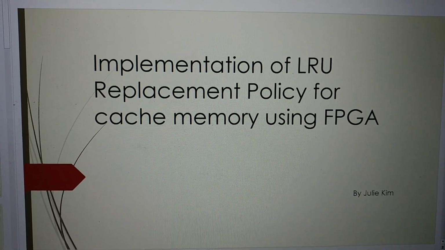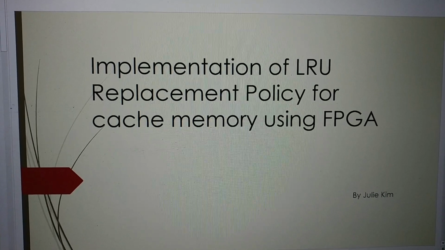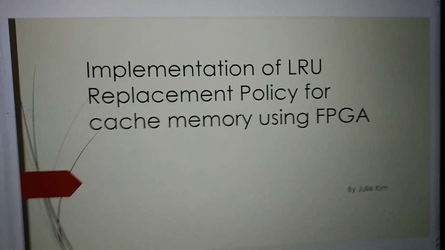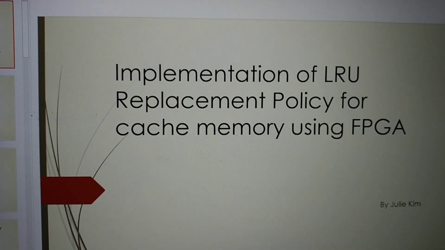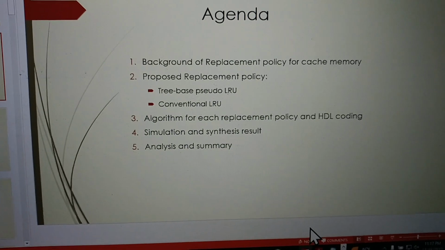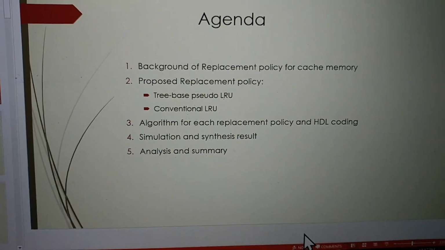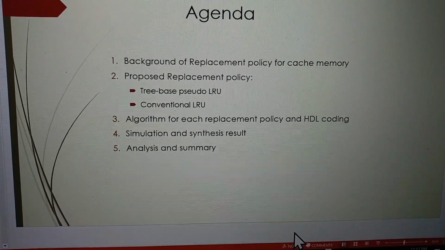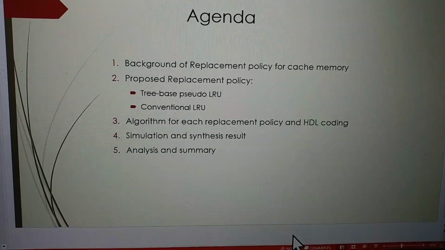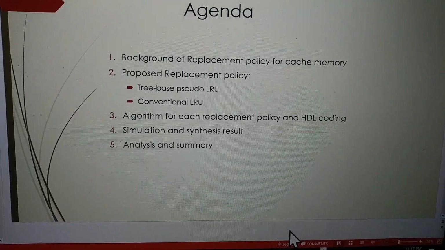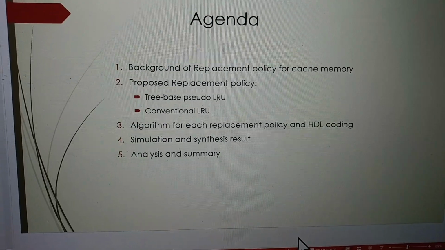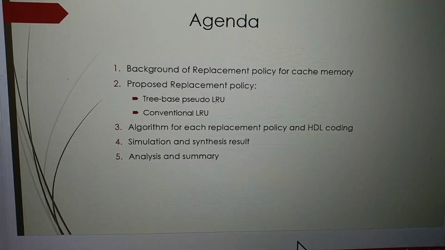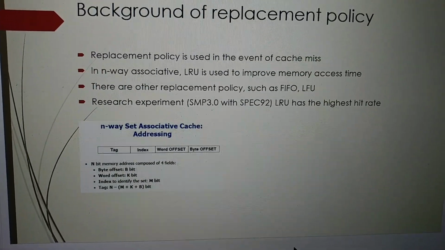The project title is Implementation of LRU Replacement Policy for Cache Memory using FPGA. The agenda is going to be a little bit of background of the replacement policy for cache memory and the proposed replacement policy. This is my proposal, and I'm going to show all the algorithm for the replacement policy and HDL coding and simulation result and the analysis summary.